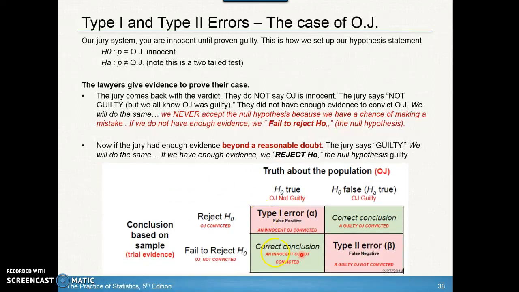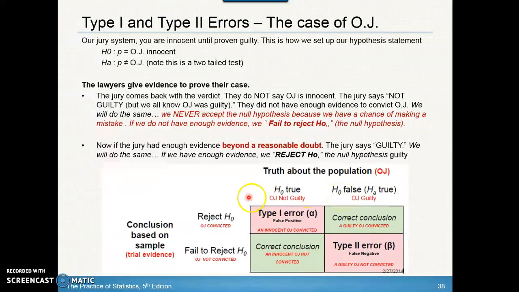Let's look at the same sort of table for O.J. Simpson. The null is not guilty. The alternative is that he is guilty. If he's not guilty and he is convicted, the null is true but we rejected it, and an innocent O.J. gets convicted. That's a type 1 error, the little alpha, which we'll go over. If the null is true and he's not guilty and we fail to reject it, he's not convicted. That's a correct conclusion.